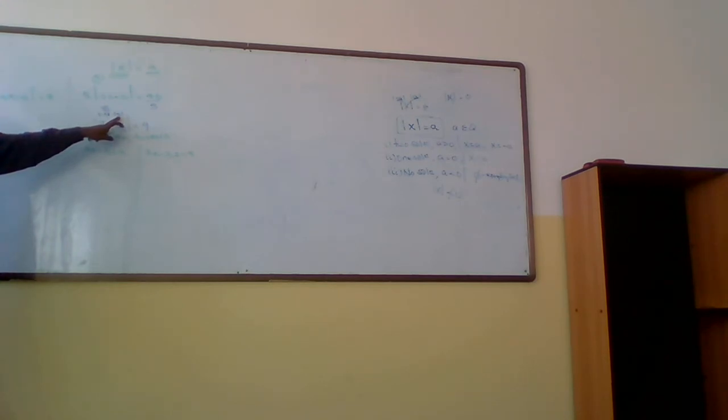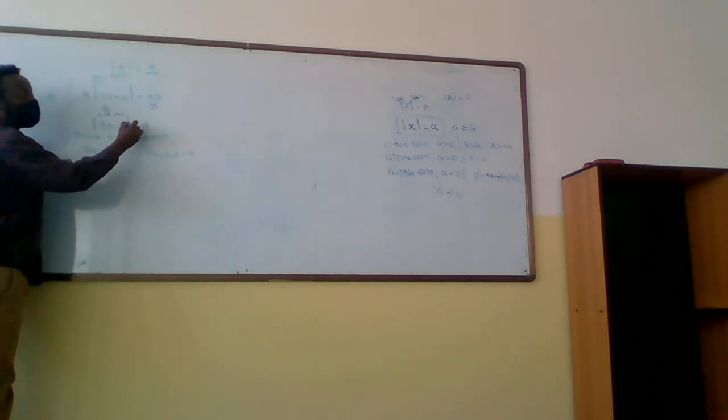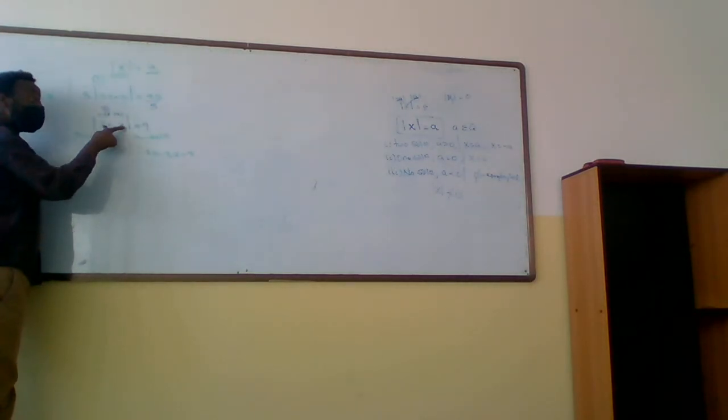If you have a question, raise your hand. Okay. We are not concerned with this 9. We are concerned with this. So whose absolute value gives me 9? The absolute value of negative 9 is 9. The absolute value of positive 9 is 9.